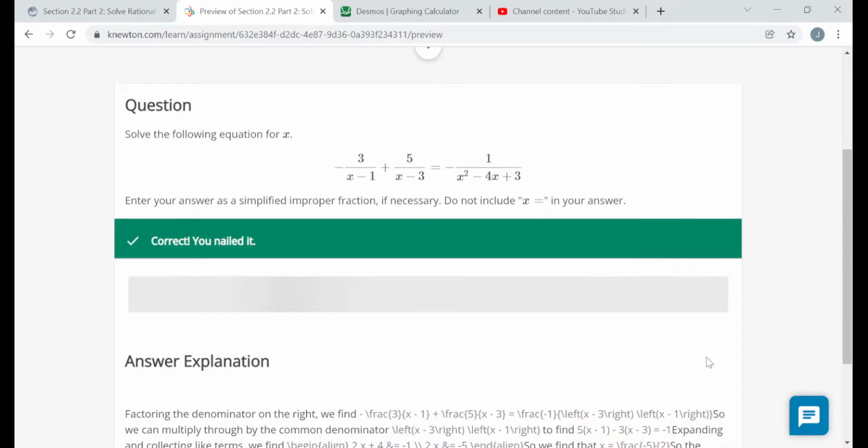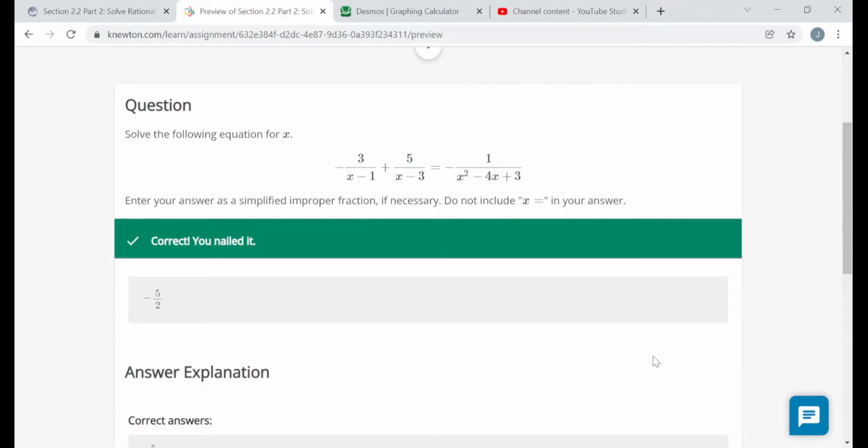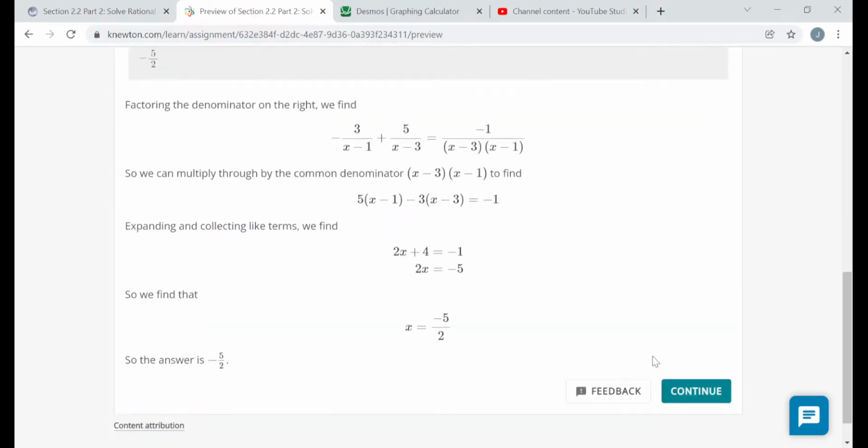Submit. All right, great. But you see I'm doing the same thing every time though? Finding that LCD, multiplying both sides by the LCD, solving the resulting equation, checking your solution. It's very, very simple.